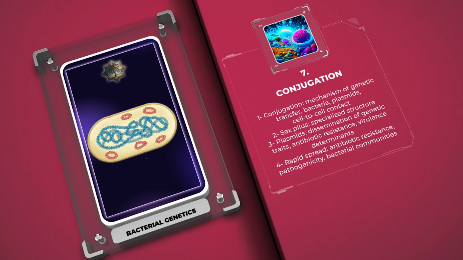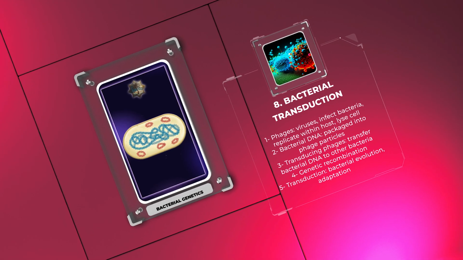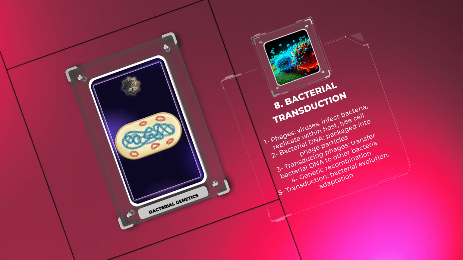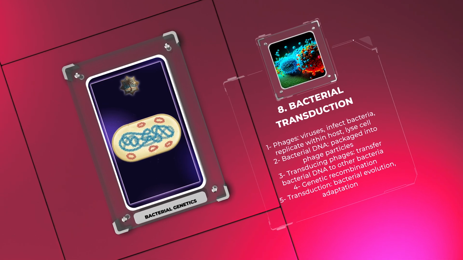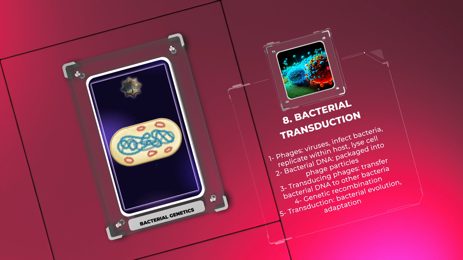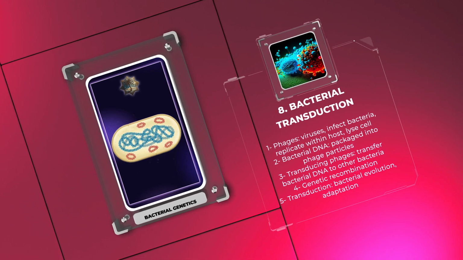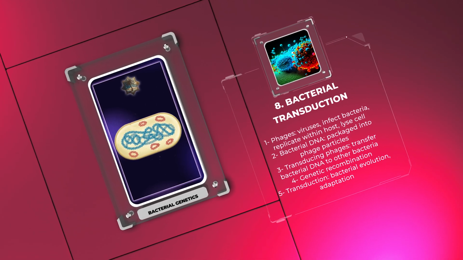Phages are viruses that infect bacteria. They replicate within the host and lyse the cell. Occasionally, bacterial DNA gets packaged into phage particles, resulting in transducing phages. These phages can transfer the bacterial DNA to other bacteria, facilitating genetic recombination. Transduction plays a crucial role in bacterial evolution and adaptation.